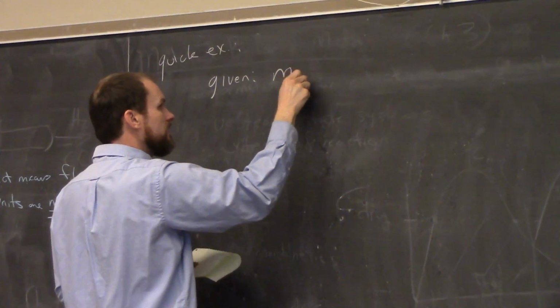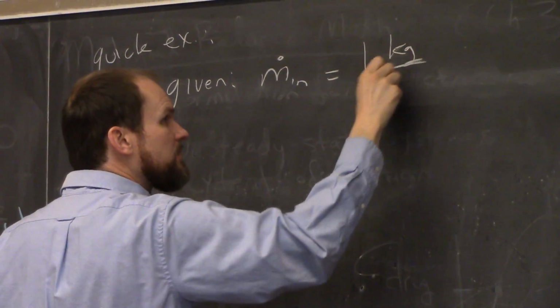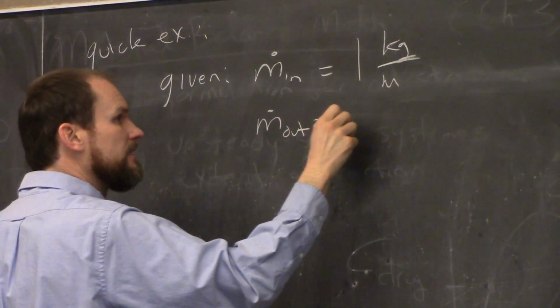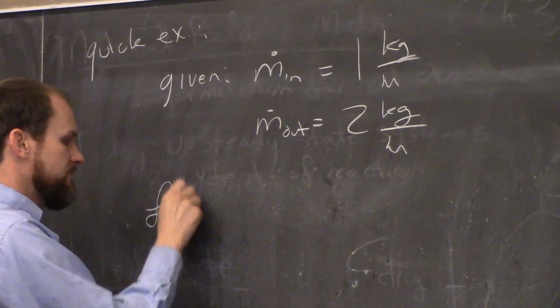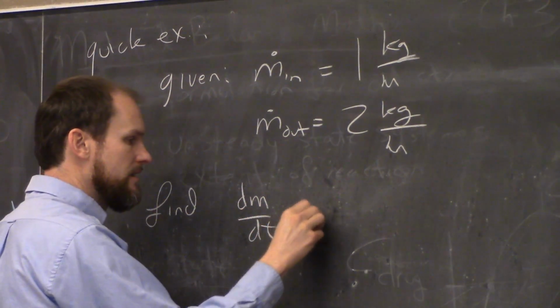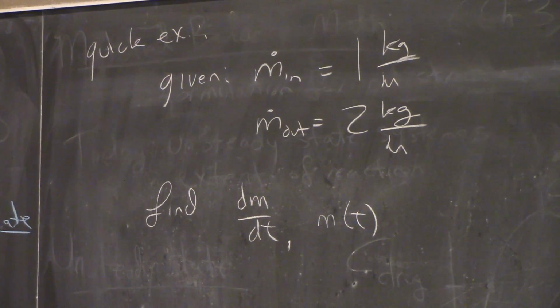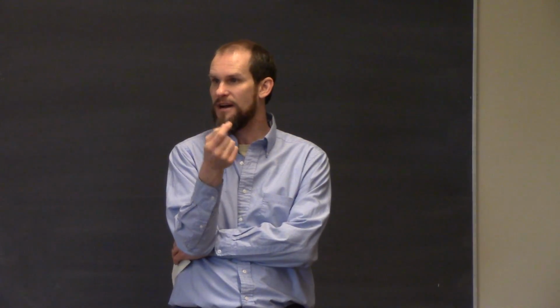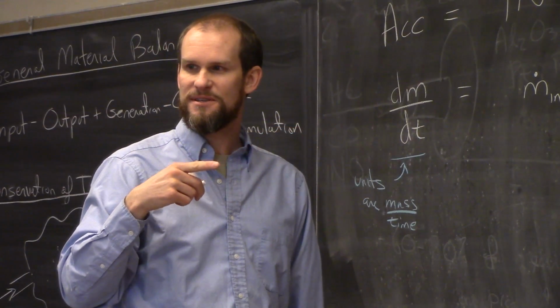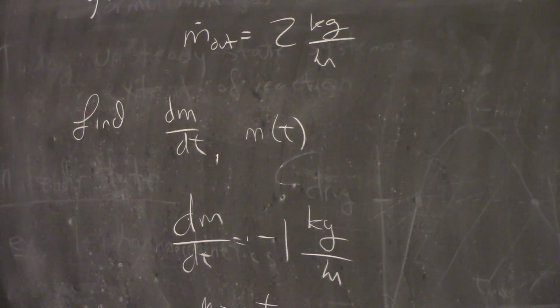Let's say we're given m in dot is 1 kilogram per hour, and m out dot is 2 kilograms per hour. Let's say we're asked to find dM/dt and M of t. So I'm told that flowing into the system is 1 kilogram every hour. Flowing out of the system, 2 kilograms every hour. Find dM/dt, that's the accumulation, or how mass is changing with time in the system. And then find the mass in the system with time. Okay, so we just subtract 1 from 2. How about some units? Kilograms per hour. So that means my system is losing a kilogram every hour.